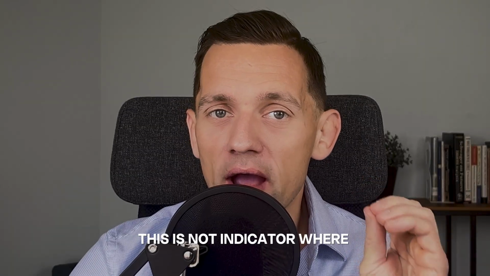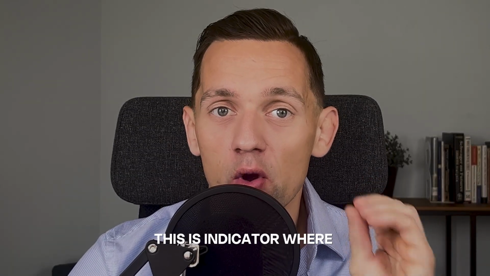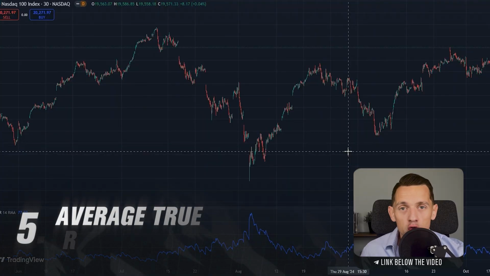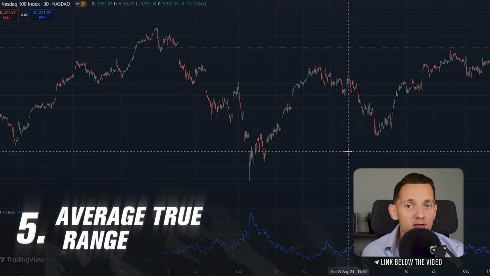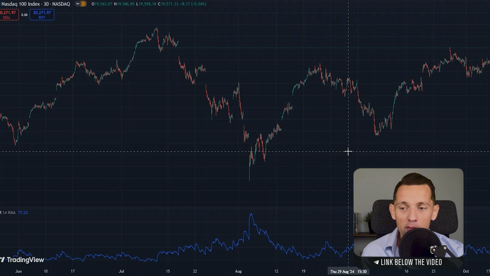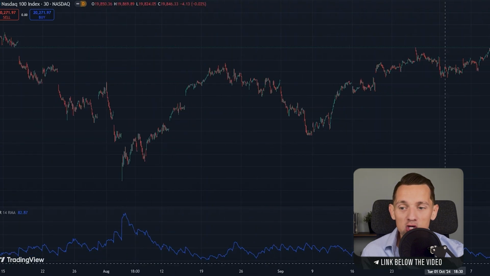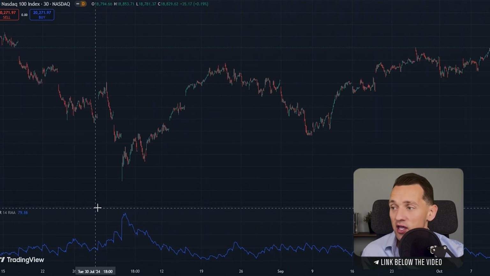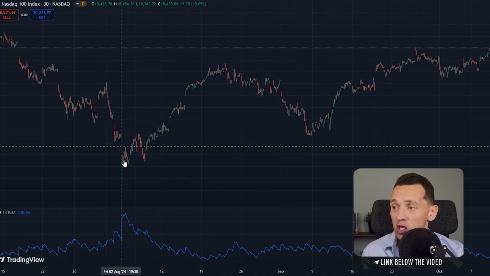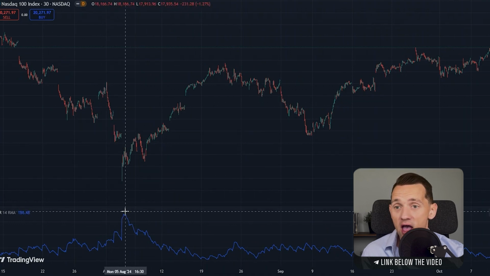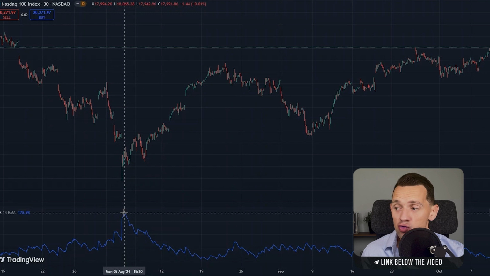Now I will add a fifth indicator because this is really important. This is not an indicator where you make money. This is an indicator where you calculate risk. This is average true range. If you have a trend trading strategy, this is an extremely important indicator because it simply shows the volatility of prices. As you see, for instance, there we had a huge price fall in Nasdaq and volatility spiked, thus average true range increased. But now we have a slightly more balanced trading period and nothing much happens, so average true range is low.